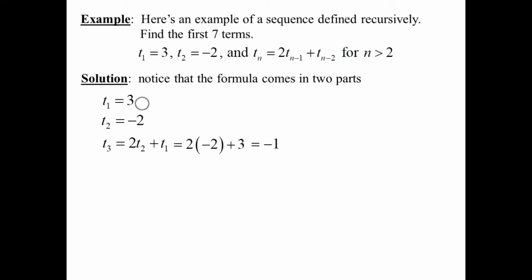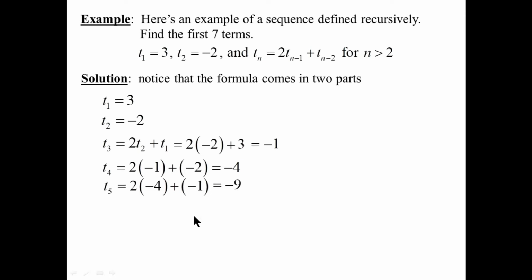Again, t sub 4. 2 times the previous term here, plus the one that came before that, minus 2. That's minus 2, subtract 2. T sub 5, again, it will be 2 times the previous term plus the one that came before that. So it'll be 2 times minus 4 plus minus 1, which is minus 8, subtract 1, minus 9.